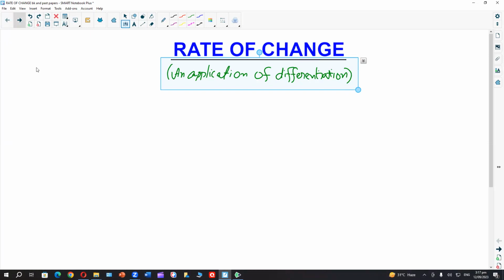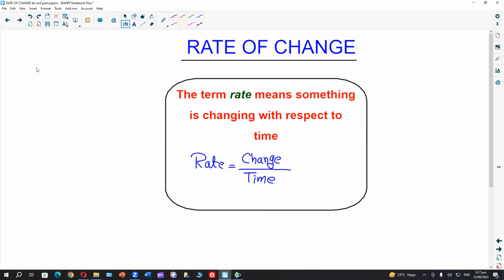So, make the first concept in this topic. The term rate means something is changing with respect to time. It's a concept of physics actually. When you divide something by time, it is called rate of change. So can you please copy this?